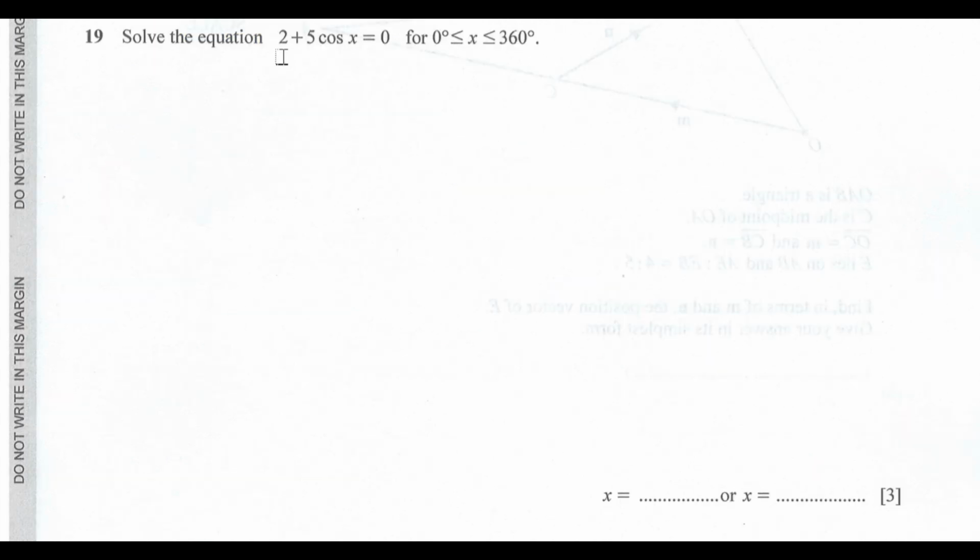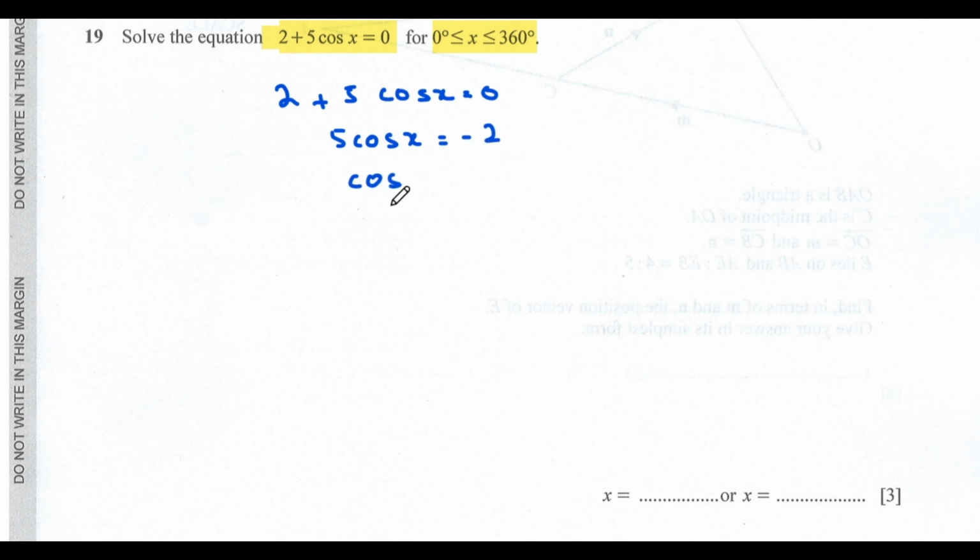Question number 19 is saying solve the equation for x greater than or equal to 0 and less than or equal to 360. And here we have the equation. I have to find x. So firstly, I'll subtract both sides of the equation with 2 to get rid of this 2 over here. So it would be 5 cos x is equals to negative 2. Then I'll divide both sides of the equation with 5. So I'll be left with cos x is equals to negative 2 over 5.